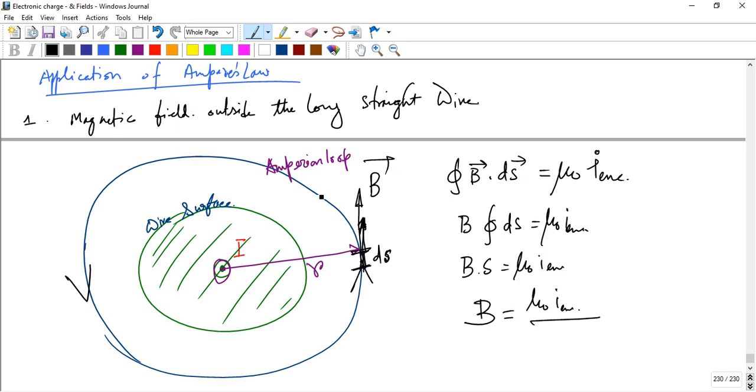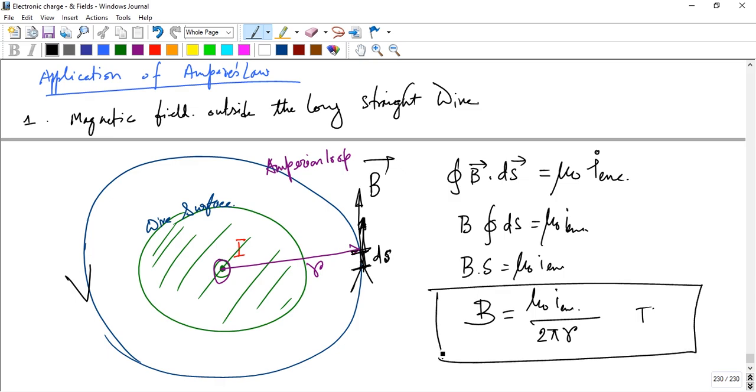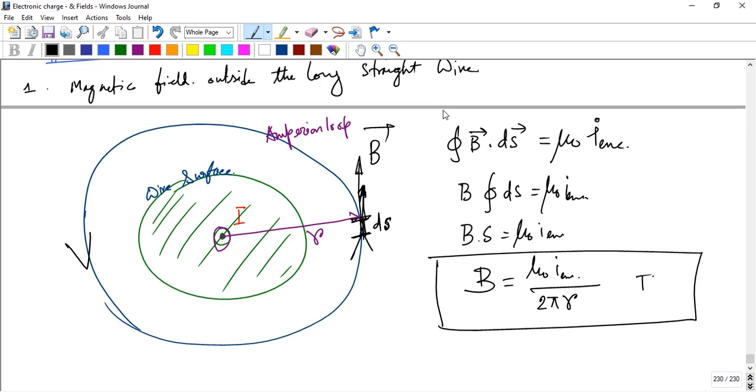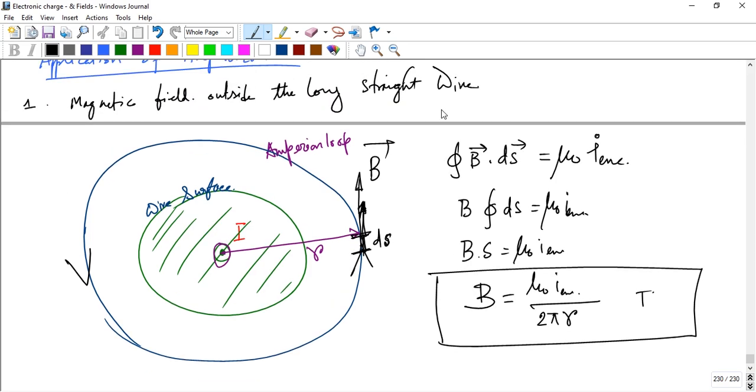And this s is the circumference of that circle. This Amperian loop is a one-dimensional circle. The circumference of the circle is 2 pi r. Okay, that's the final expression, in Tesla. This is the magnetic field outside the long straight wire. Okay, and another is the magnetic field inside the long straight wire.